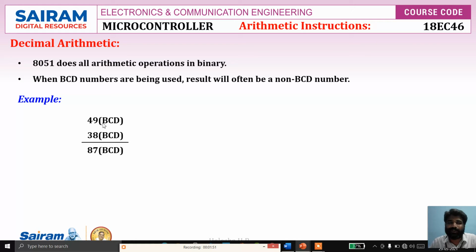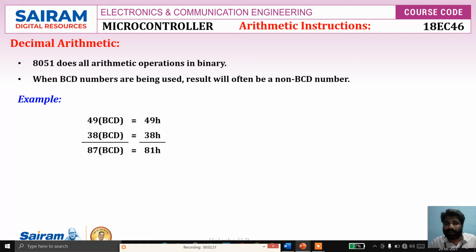Why do we call it BCD? It has only digits 0 to 9. So you are expecting the result 87, which is also BCD. Here 9 plus 8 is 17, that means 7 with 1 carry. Again 1 plus 4 is 5, plus 3 is 8. So we don't consider this as hexadecimal, but the microcontroller performs in binary.